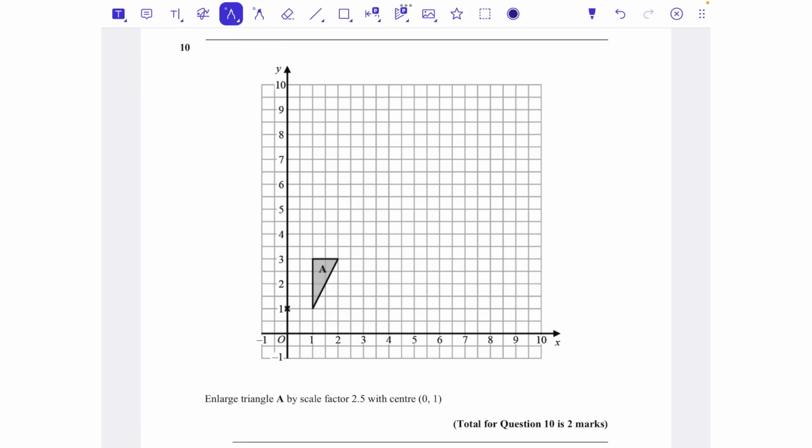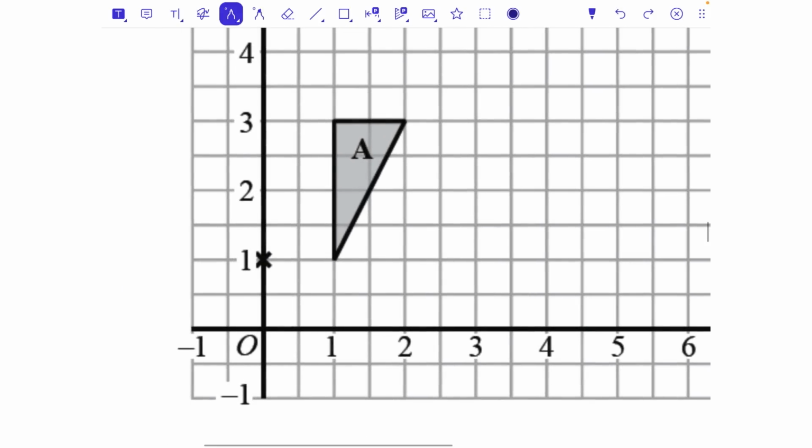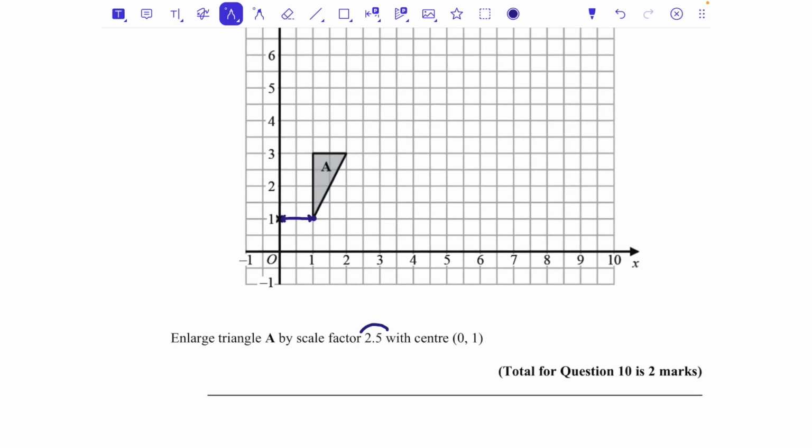Enlarge triangle A by scale factor 2.5 with centre 0, 1. So an enlargement from this point, we need to make sure that we enlarge the shape. We also need to make sure that we enlarge the gap from the centre to the shape. So first things first, let's have a look. How far is it from the centre to this coordinate here? It's 2 squares across. So I want to take every dimension here and make it 2.5 times bigger. So I'm going to take those 2 squares and times it by 2.5, which is 5. So now the gap to my new shape, I know, is going to be 5.